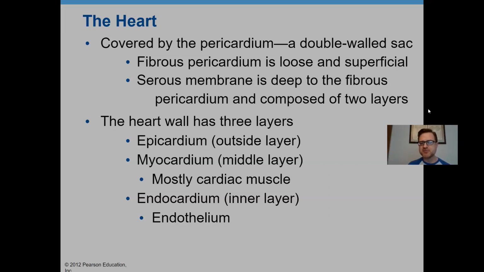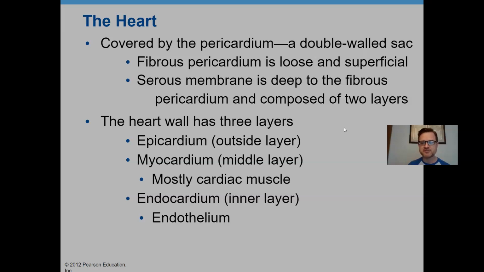There are three different layers of the heart wall: epicardium, myocardium, and endocardium. These are listed from out to in. The epicardium is the outside of the heart. The myocardium, myo means muscle, is the middle part of the heart wall, and it's mainly cardiac muscle. It's what really does the beating, the contracting. And the endocardium is the inner layer, the endothelial layer.